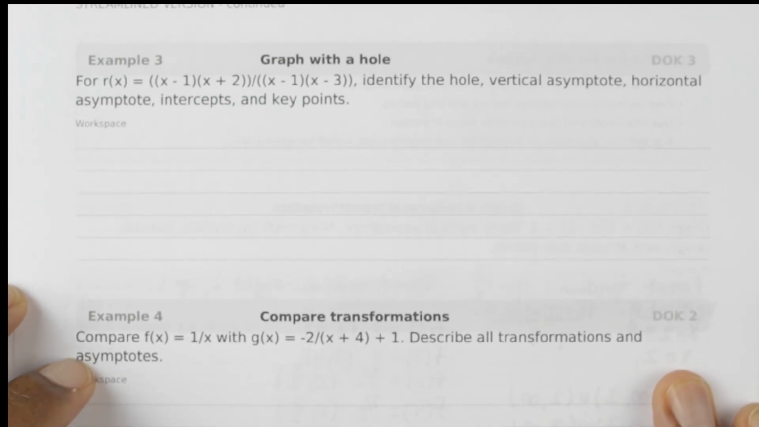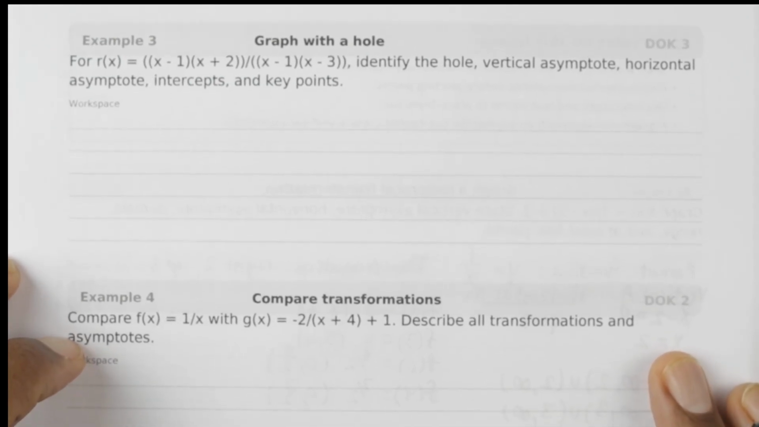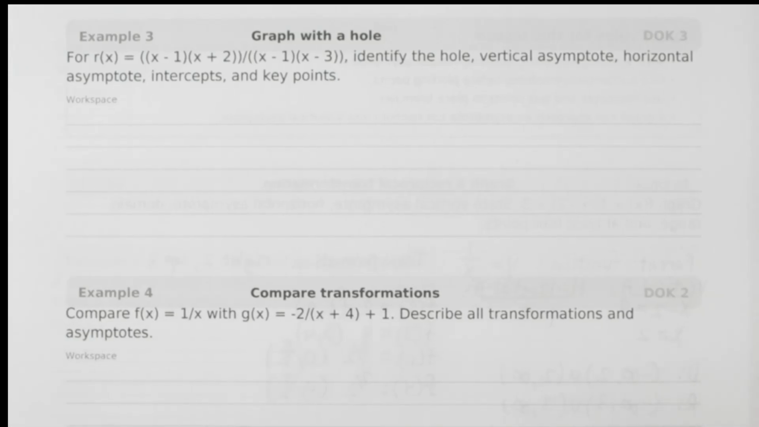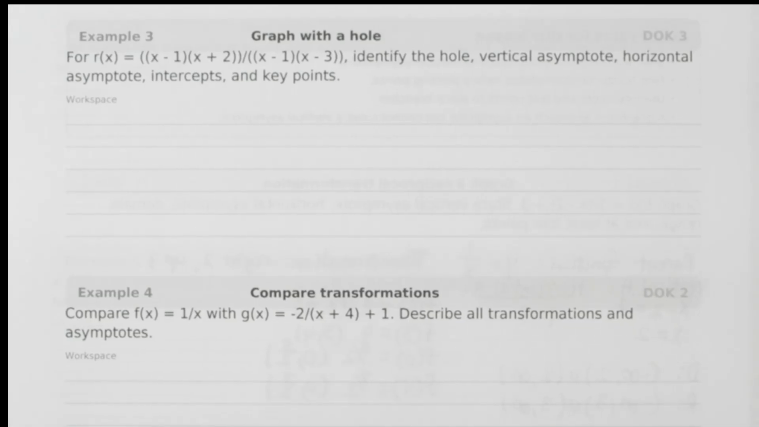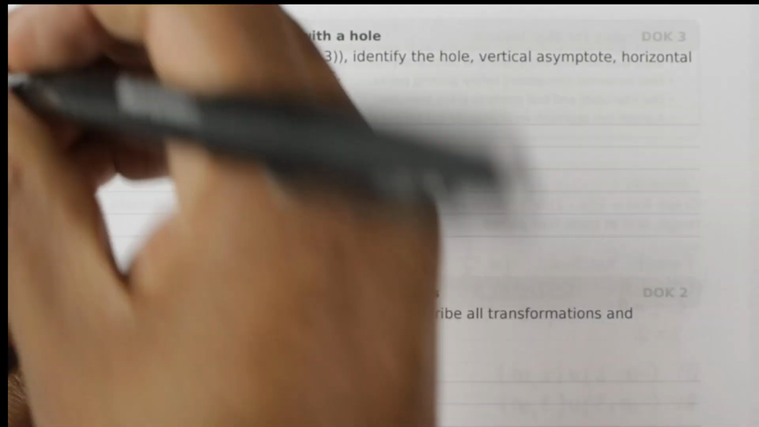All right. Example number 3. So we have the expression for the function r of x, and we're asked to identify these things. So we want to start by identifying common factors. We see x minus 1 being a common factor. It appears in the numerator and the denominator. So it cancels, but it still creates a hole. Okay. So we got to understand that.